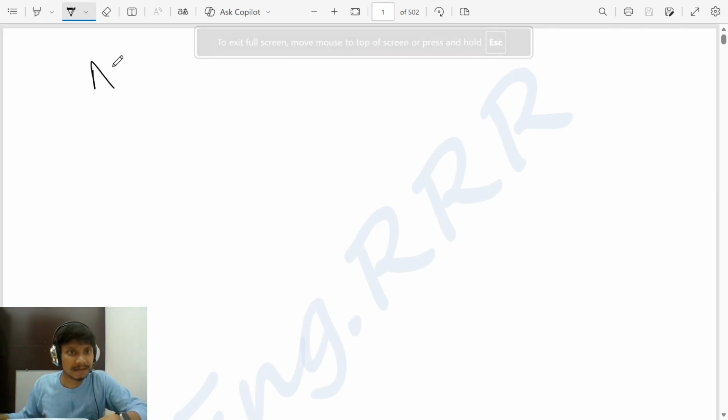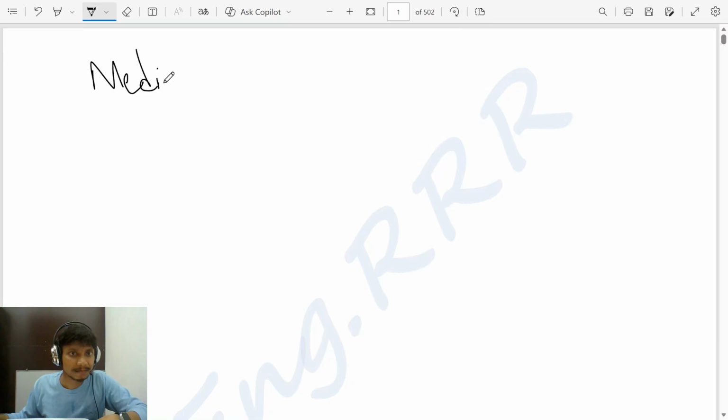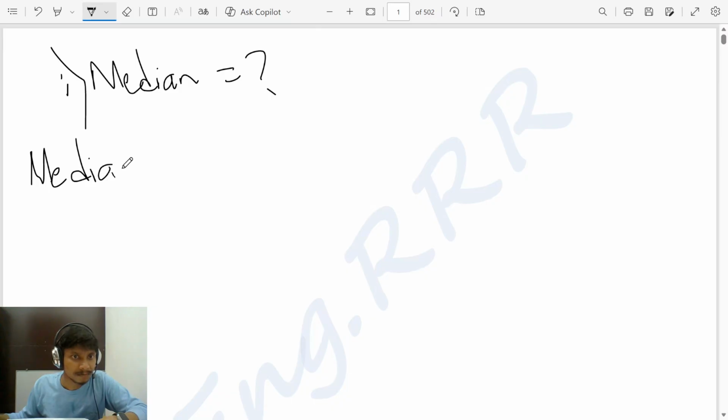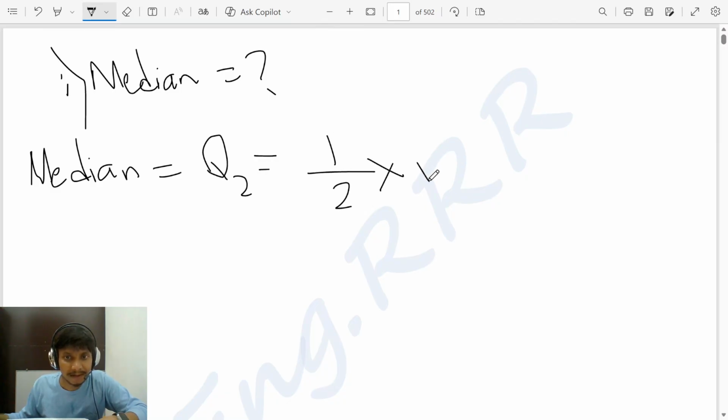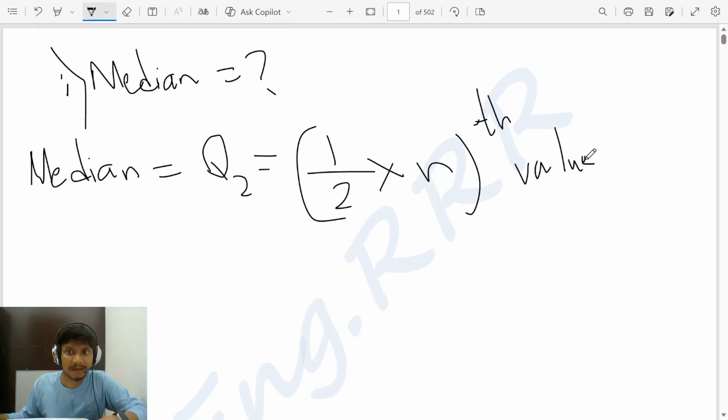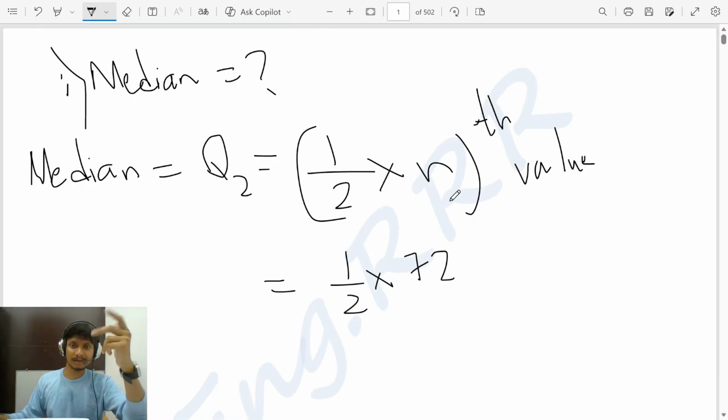Our first question is, what is the median? How to find the median? Let's move to the answer. Median is equal to Q2, which we already discussed, is equal to 1 by 2 into nth value. That is half into n, where n means total observations.